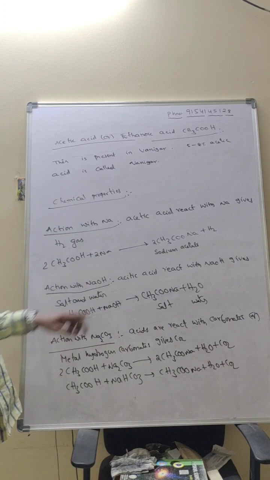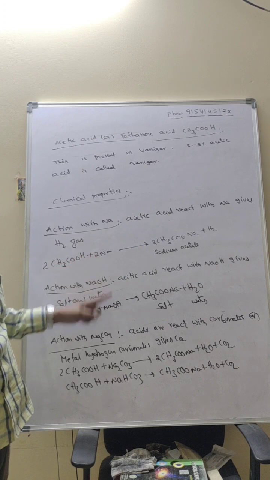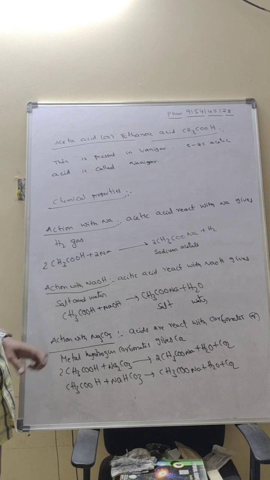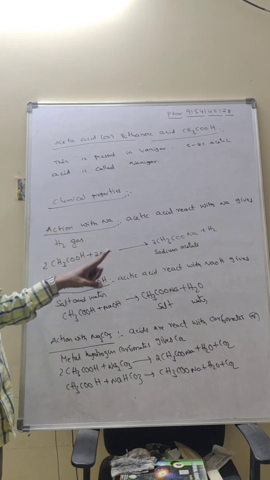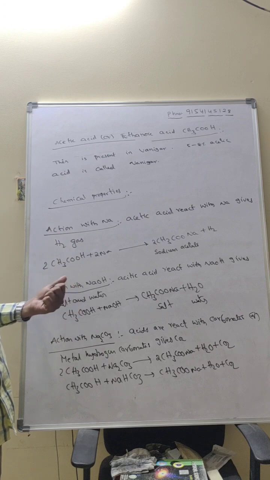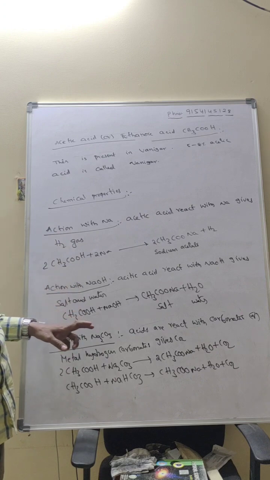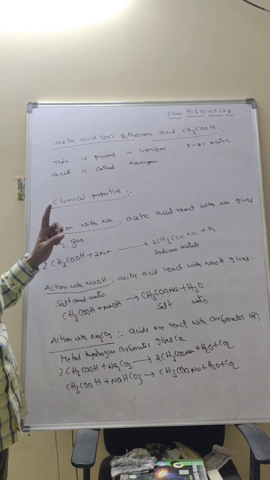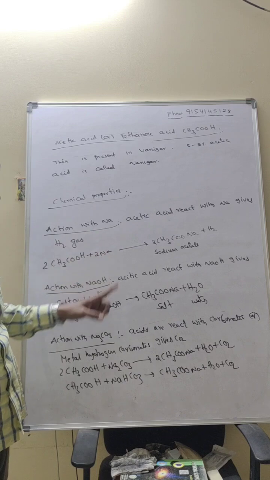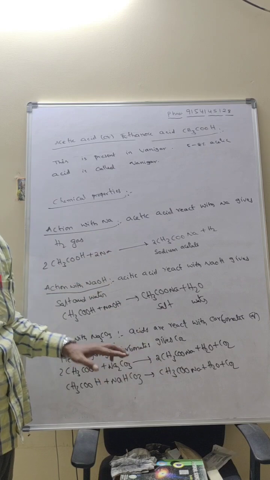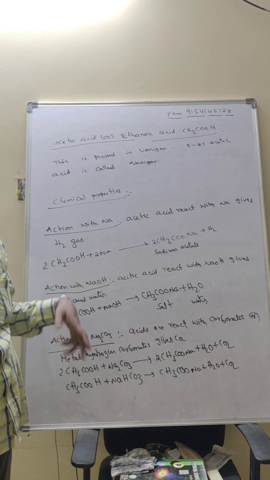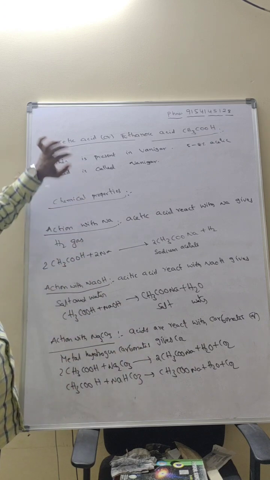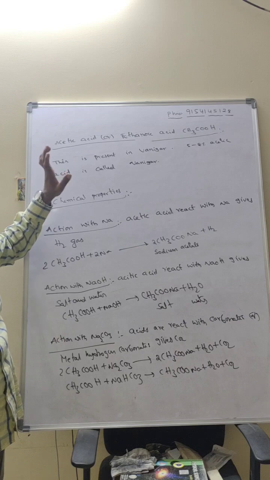Here, we discussed in the previous part about ethyl alcohol. What is the difference between ethyl alcohol and acetic acid? Ethyl alcohol reacts only with sodium to produce hydrogen gas, but it won't react with sodium hydroxide, sodium carbonate or sodium bicarbonate. But acetic acid reacts with NaOH and Na2CO3 to produce salt, water and carbon dioxide. This is the difference between acetic acid and ethyl alcohol. These are the most important compounds.